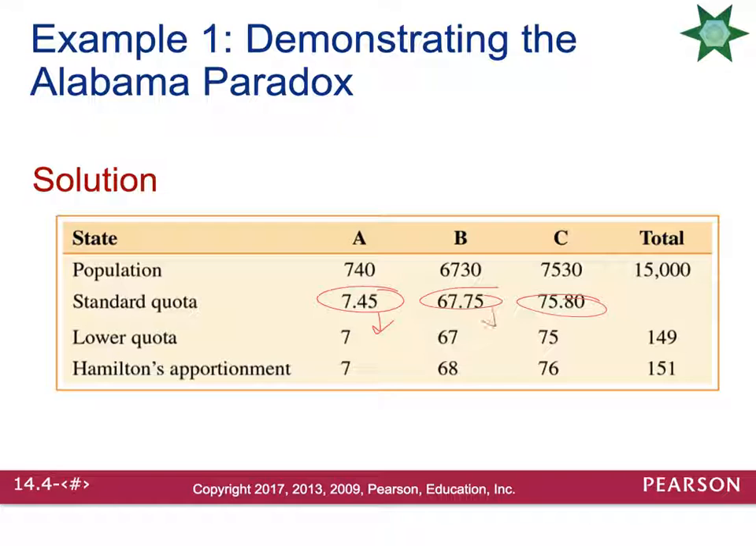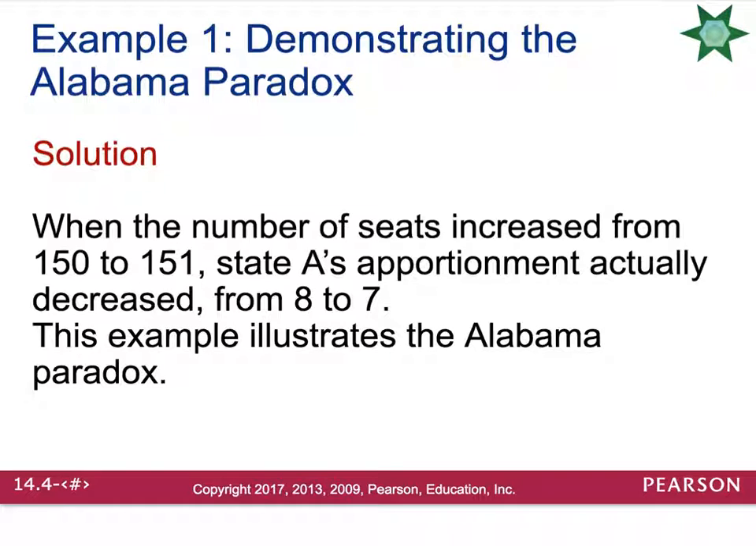Now remember, we round down. So we're going to go down to 7, down to 67, and down to 75. Well, that leaves us with 149 seats. We're supposed to have 151. So find the two items that have the highest decimal place, which is state C and state B, and bump them up one additional seat. And now state A has 7 seats. They used to have 8. State B has 68, and state C has 76. So when the number of seats increased from 150 to 151, state A's apportionment actually decreased from 8 to 7. So this example illustrates the Alabama paradox.